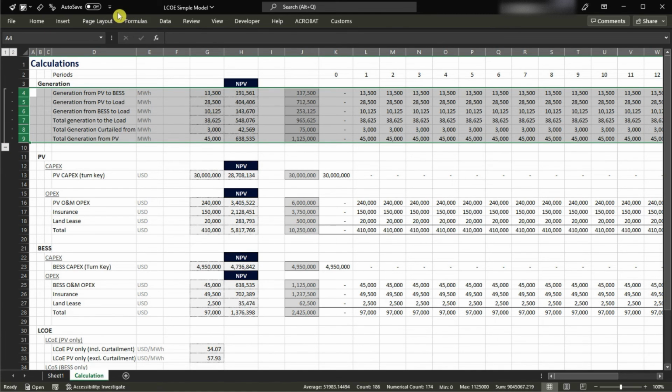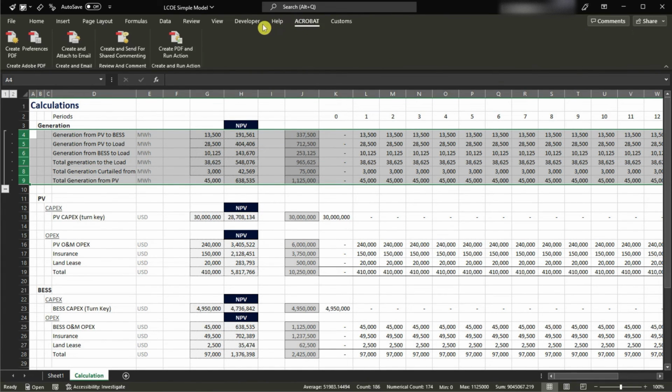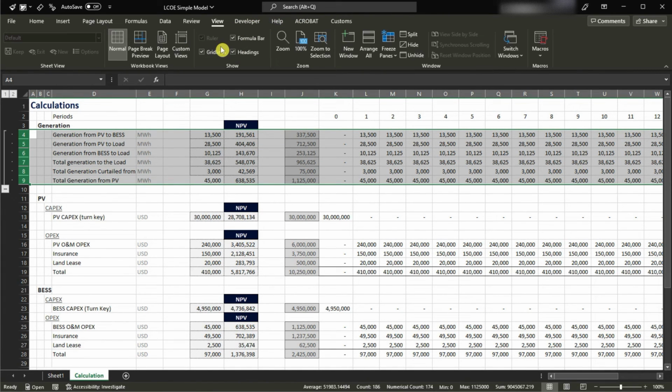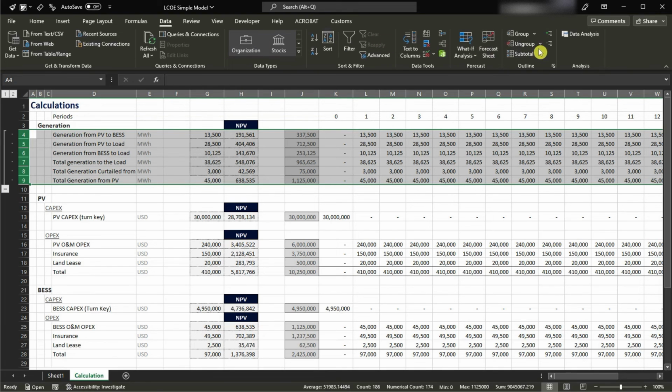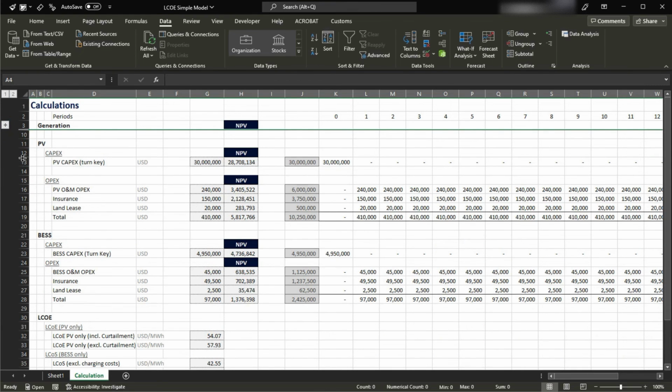Let me just change one thing. One second. I want to, where is it? I never know where this thing is. Okay, here we go. Oh, it's a group thing, so I'm just going to change the size. Okay, I like it more like this. So we have generation.